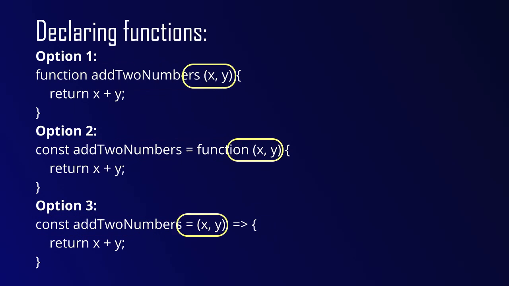The parameters are the variables found between the parentheses. They can be named anything you like, and you can have as many as you like. Parameters may also be any data type. They're the values used in the function body that help us to calculate the return value. You may also have no parameters if you don't need any.